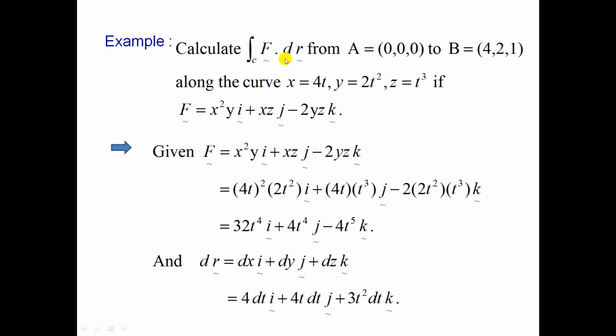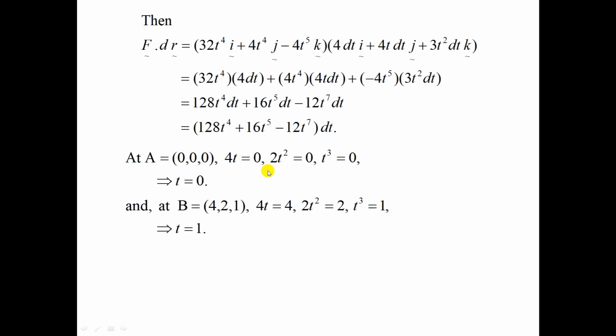Now they have asked for F·dr. F we have written, then dr. Dr in vector form is dx i + dy j + dz k. So dx, dy, dz can be obtained by differentiating the respective terms. Differentiating x with respect to x gives dx, and 4t with respect to t gives 4 dt. So dx = 4 dt. dy = 4t dt. And dz = 3t² dt.